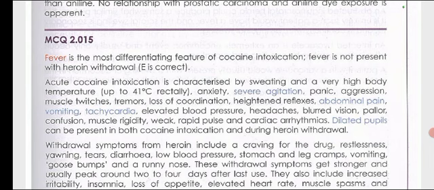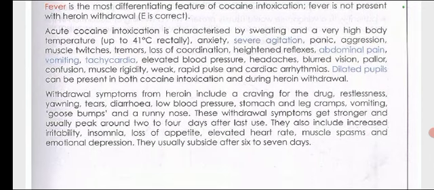Acute cocaine intoxication is characterized by sweating and very high body temperature, anxiety, severe agitation, panic, aggression, muscle twitches, tremor, loss of coordination, heightened reflexes, abdominal pain, vomiting, tachycardia, elevated blood pressure, headache, blurred vision, pallor, confusion, muscle rigidity, weak rapid pulse, and cardiac arrhythmias. Dilated pupils can be present in both cocaine intoxication and during heroin withdrawal.